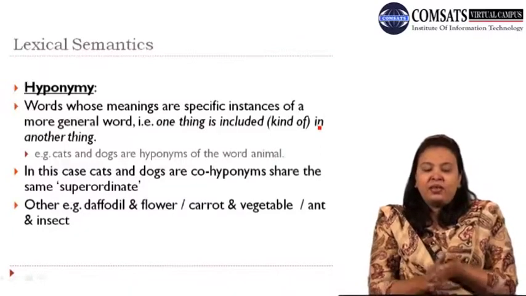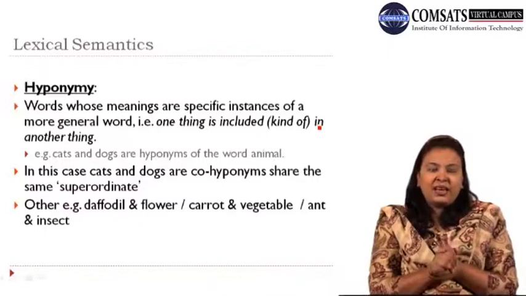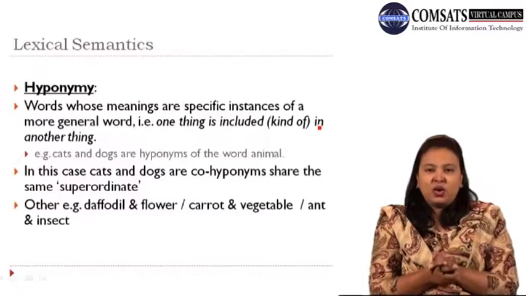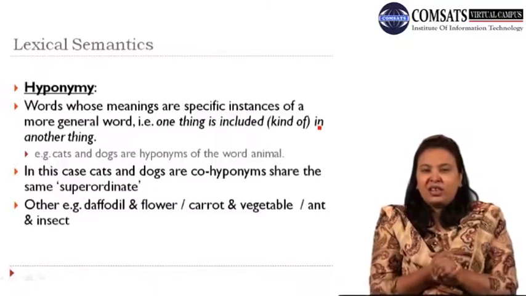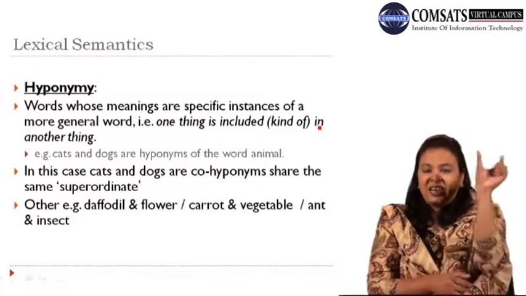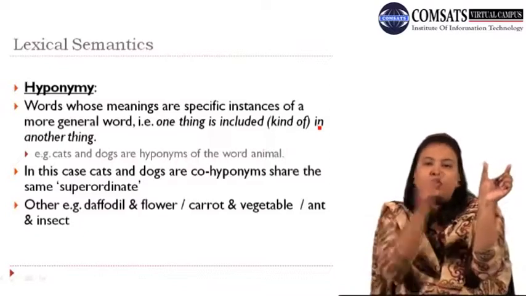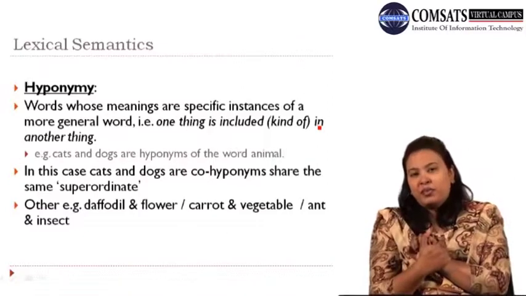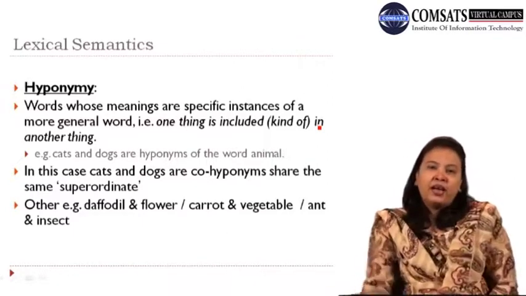For example, I can give you more examples, like butterfly and mosquito and fly. Now what are all these? Insects. So insects is a class, and these things belong to one class. So what is the relationship between these words? They are hyponyms. So this is what is meant by hyponyms.